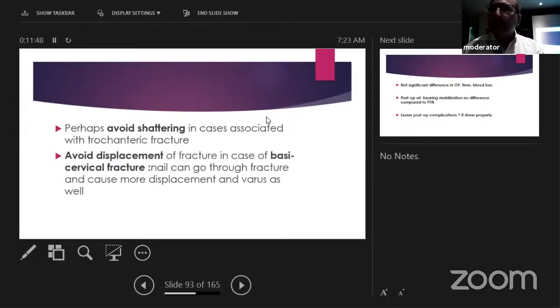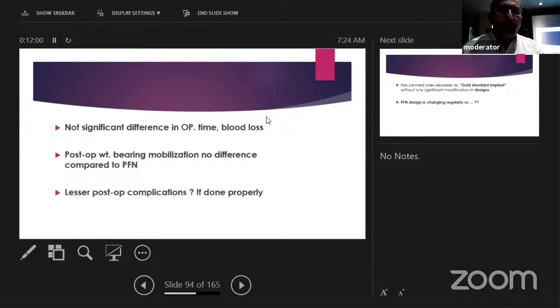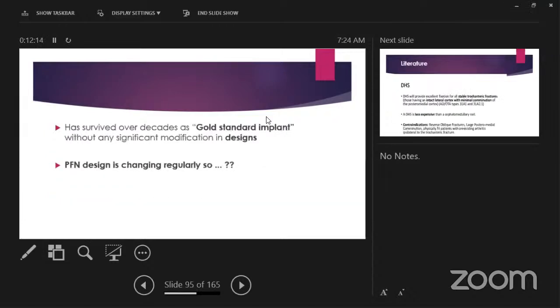Perhaps it avoids shattering in case of an associated peritrochanteric fracture, and it can avoid displacement of the fracture in case of a basal cervical fracture, whereas a nail at any time can go through the fracture and end up displacing it. There is no significant difference so far as operative time or blood loss is concerned. And the patient can start the same mobilization protocol as in PFN, no difference. Lesser post-op complications if done properly. It has survived over decades as a gold standard implant without any change in the design, whereas PFN can be short, long, single screw, double screw, helical blade or any other variation, so it keeps changing.